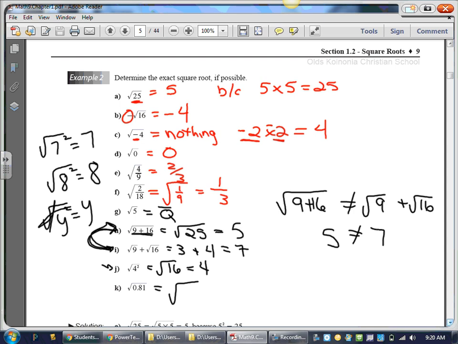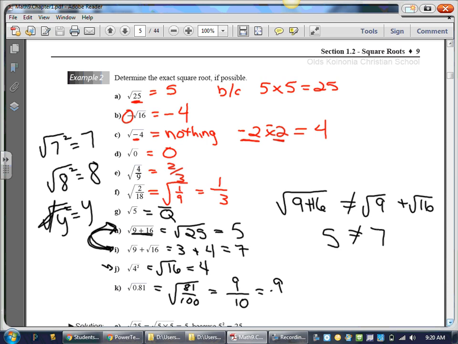Square root of 0.81. Well, how would you put it in a fraction? It's 81 over 100. And now, can you see the square root of 81? Yes, you can. What's the square root of 81? 9. Square root of 100 is 10. So your answer is 9/10, which is the same as 0.9.